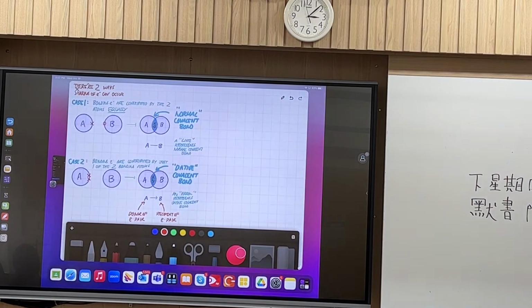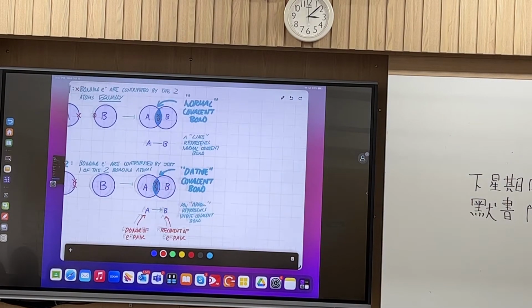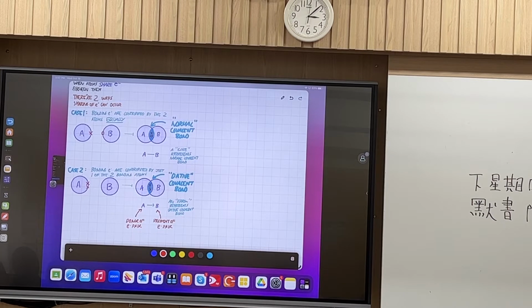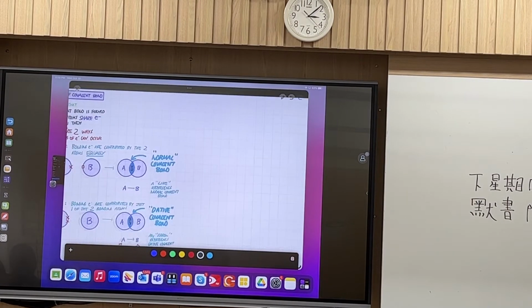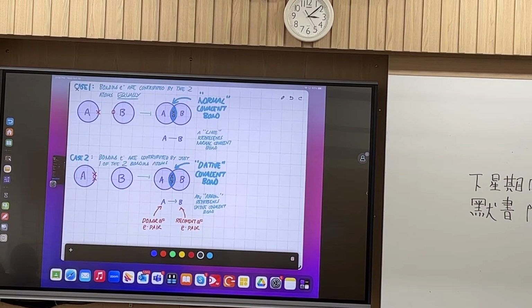So, dative covalent bond, normal covalent bond. Now, let's take a look at some examples of normal covalent bonds and dative covalent bonds in molecules, starting with ammonia. Have you all heard of ammonia before? Do you know what ammonia is? Ammonia, never heard of it, but you do know water, right? Water is H2O. So yes, you can finish copying the standard.